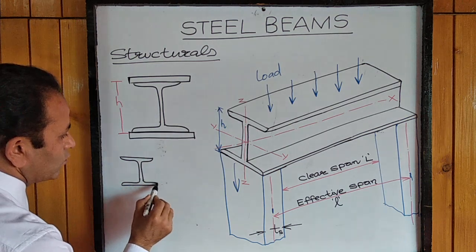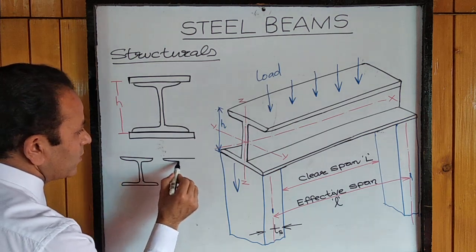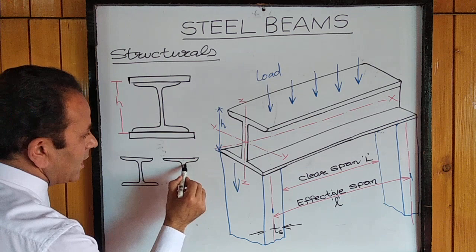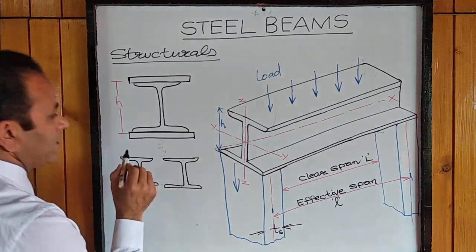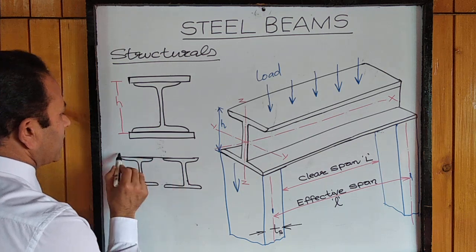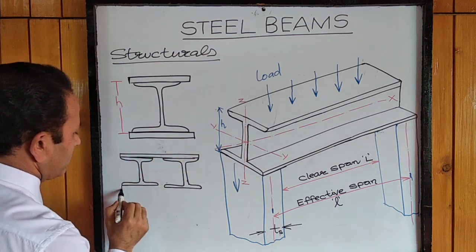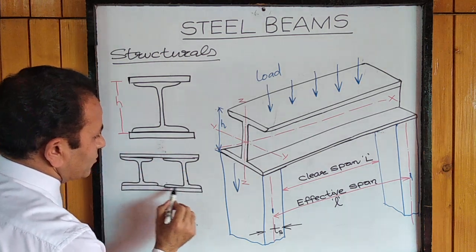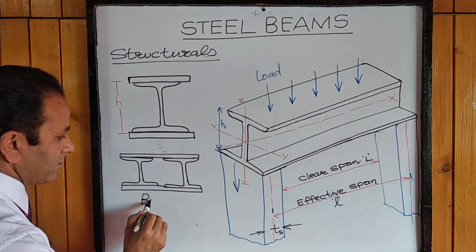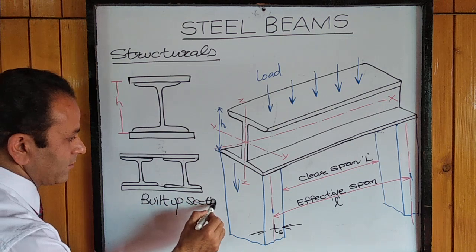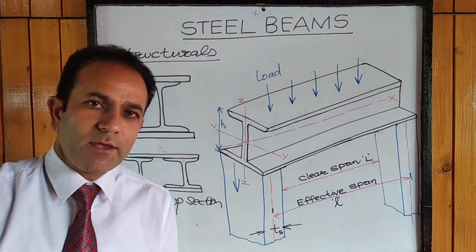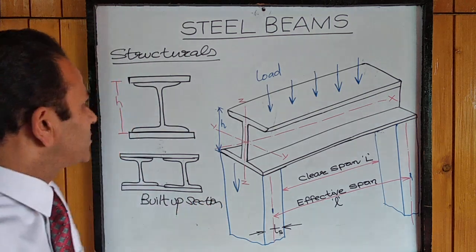We may use two sections, two joists, two I sections, we may combine them together to act as a beam. We may provide plates to connect them like this. So this will be a built-up section. So this section may act as a beam, which will provide us the required moment of resistance.